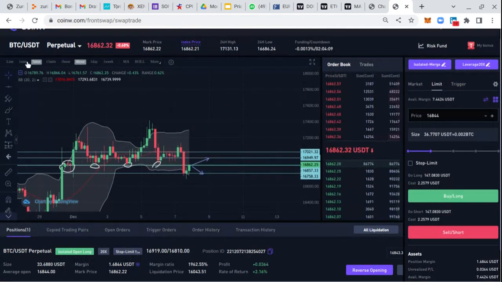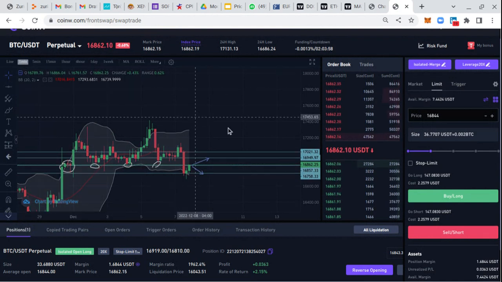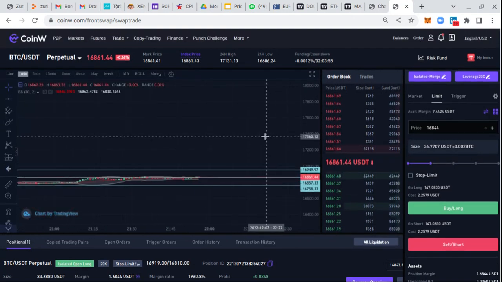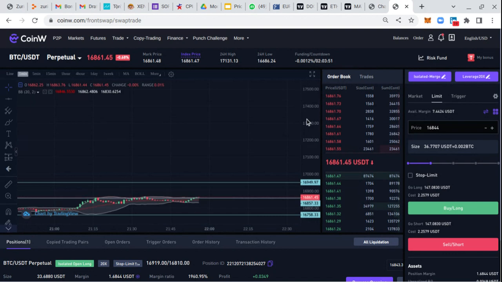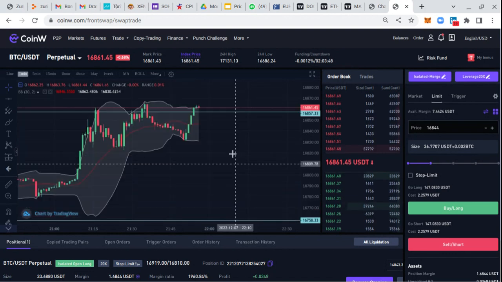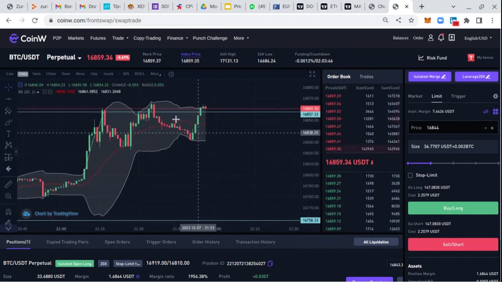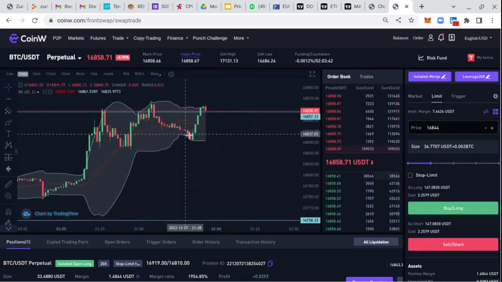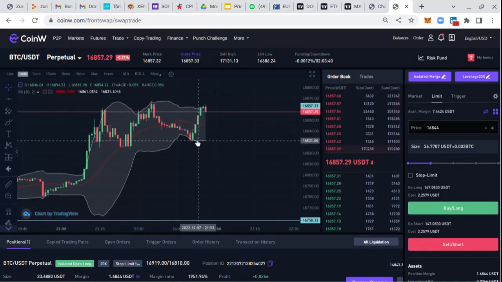Let's go back and look at the 1 minute. You see, it has broken that place. You see where it came down to? It came down to 6,830.31. That was what I was saying.